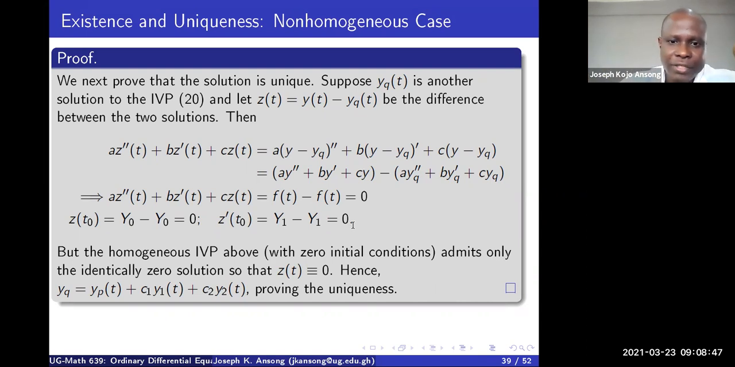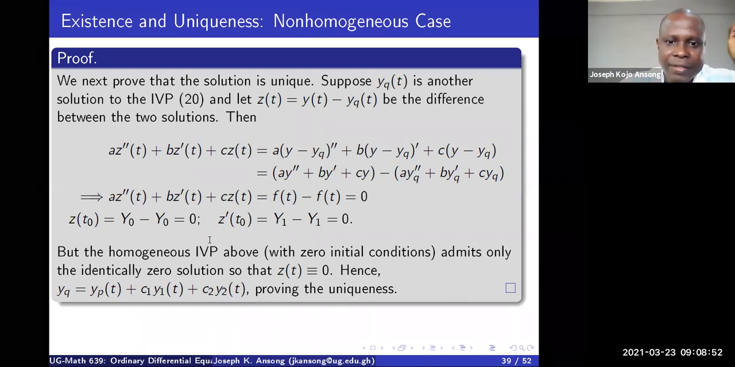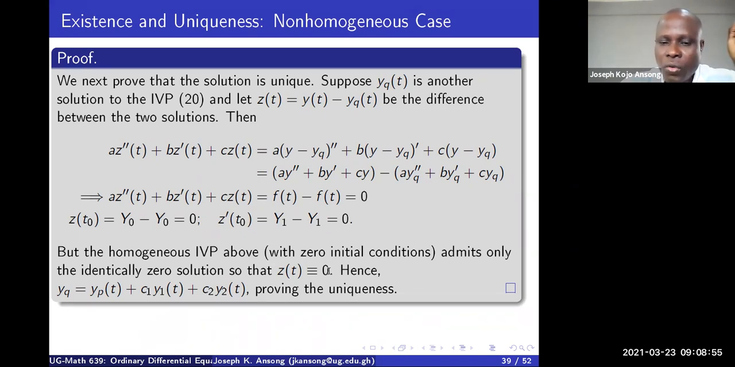Okay, so which means that the solution to this equation with these initial conditions is that z is identically 0. Well, if z is 0, if you go back here, it means that y is equal to y underscore q. And so the yq and the y are the same, all right? And so we have a unique solution, proving that yq is actually equal to y, which is given by this. So we have shown that the second order non-homogeneous IVP has a solution, and the solution is unique. And we actually have a form for the solution.